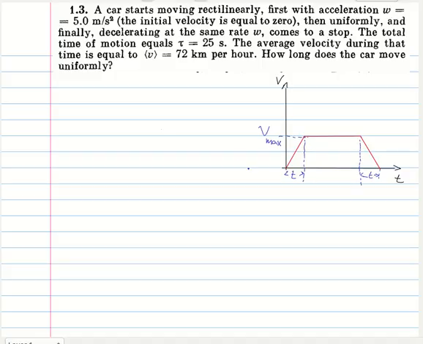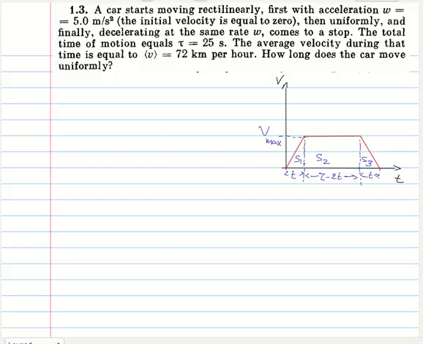Now we know that the total time from this point to this point is tau equal to 25 seconds. So what is this time interval? This time interval is simply tau minus 2t. So let us say that this distance is s1, s2 and s3.